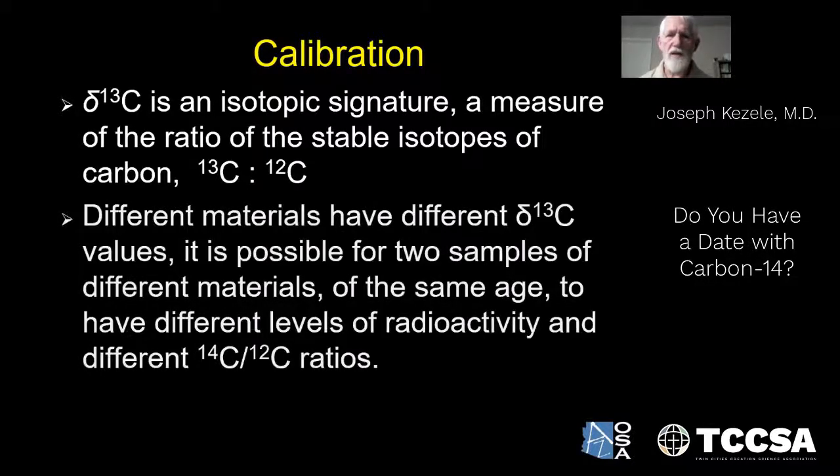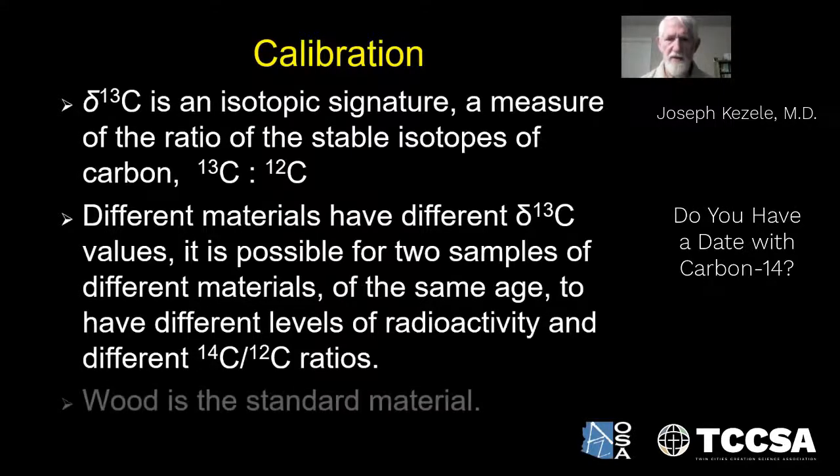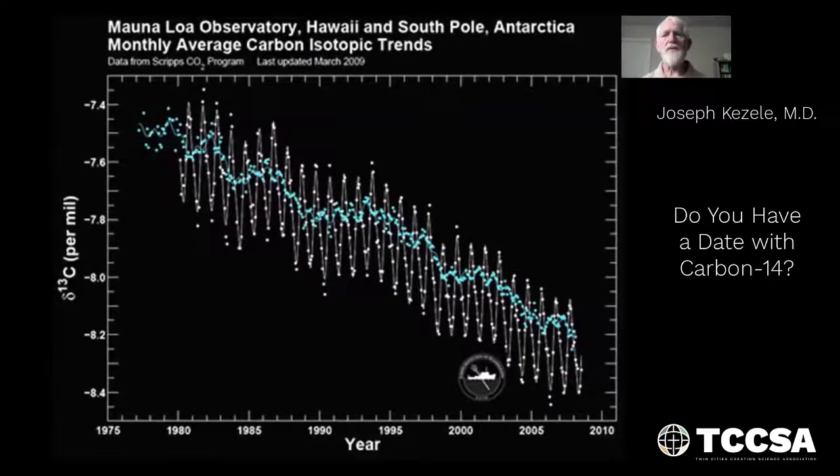So they use different things to try to set up these standards for calibration to allow for the variance in differences with the ratios. So wood is what they selected as the standard material. And this shows how there is variation, even in what are considered as remote as possible locations.